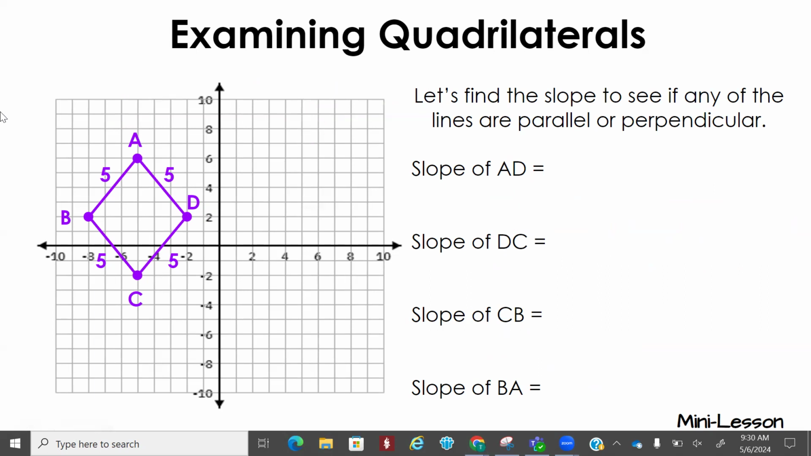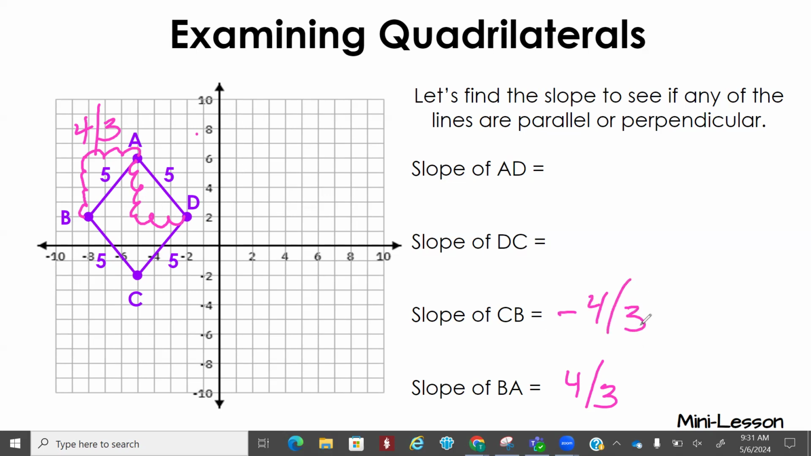Okay, we're going to do this visually instead of having to plug it in, just because it's on a graph. So 1, 2, 3, 4 over 1, 2, 3. So this has a slope of 4/3. For this one, we go down 1, 2, 3, 4. We go to the right 1, 2, 3. So this has a slope of -4/3.